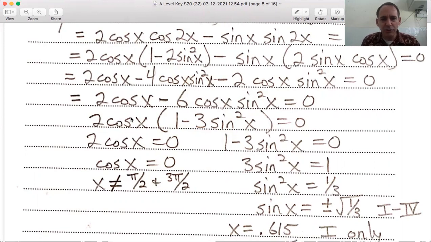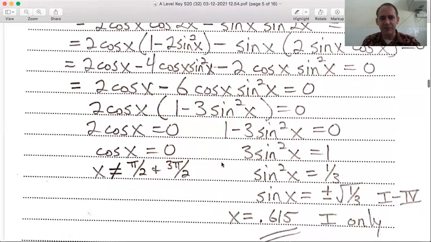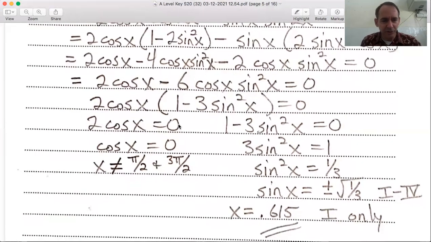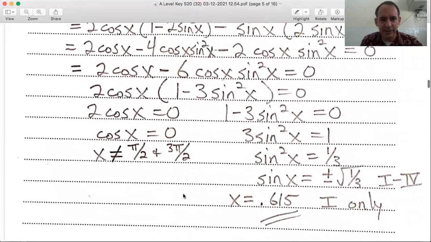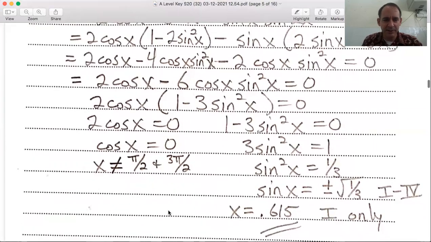So there's a 2 cosine x common to both terms. That leaves us with a 1 minus 3 sine squared x in the parenthesis as the other factor set equal to 0. 2 cosine x equals 0, divide by 2, cosine x equals 0. Now notice dividing by 2 is okay because you're not losing a variable. That's what's important. If you can divide to cancel out the 2 and it goes away into the 0, that's okay because you're not losing a variable, but don't do it with the cosine x up here. Right here at this point, don't do that.